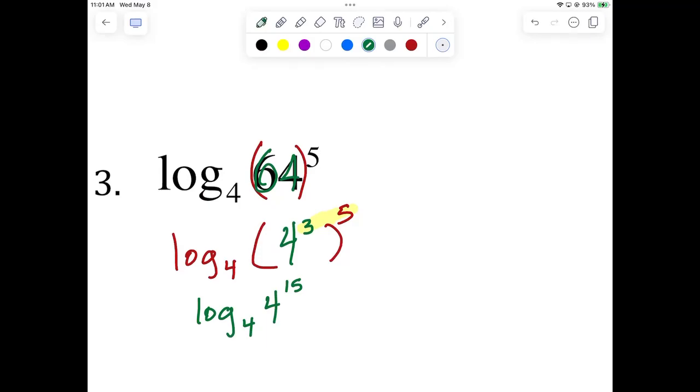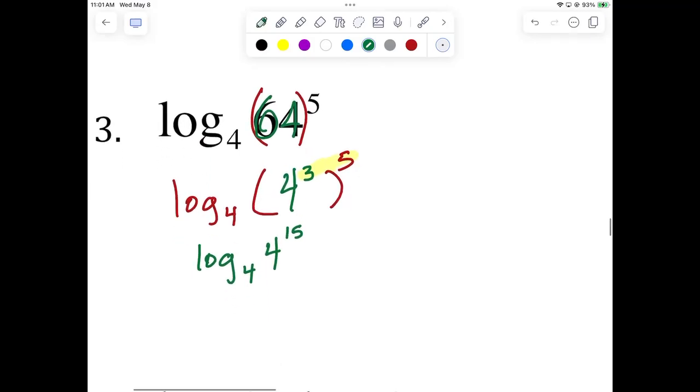Okay? And now I can use that property that says log base b of b to the blob is just the blob. So what's log base 4 of 4 to the 15? 15. There you go. A little bit of numerical manipulation. Notice how I put it in parentheses, though, and I just replaced 64 with 4 cubed, and then I combined the exponents. Why would it not be 5?